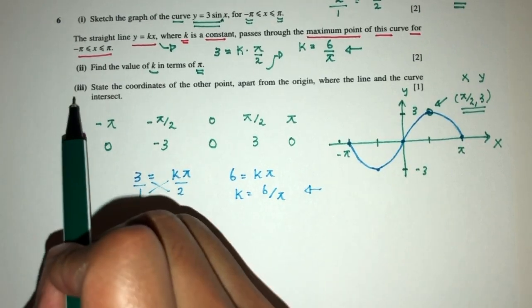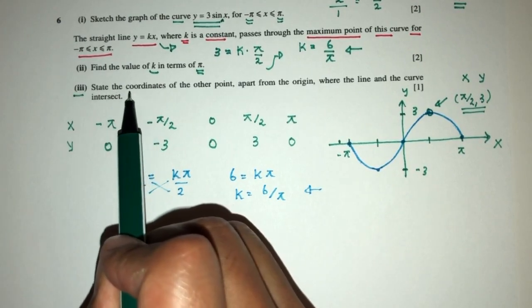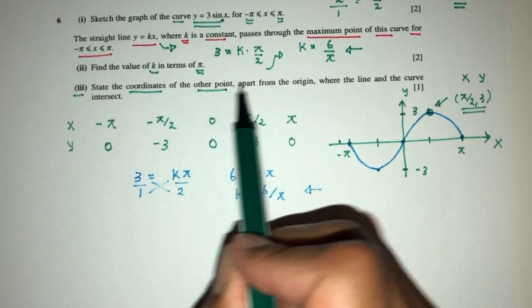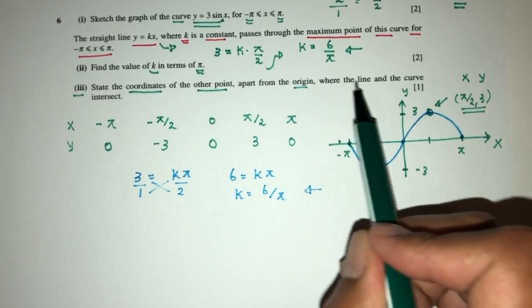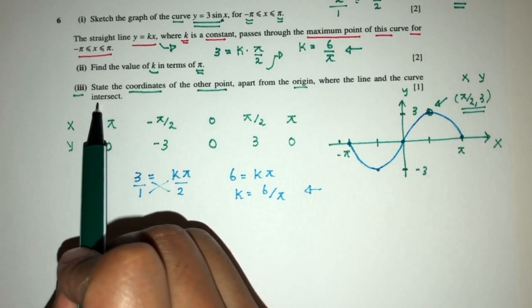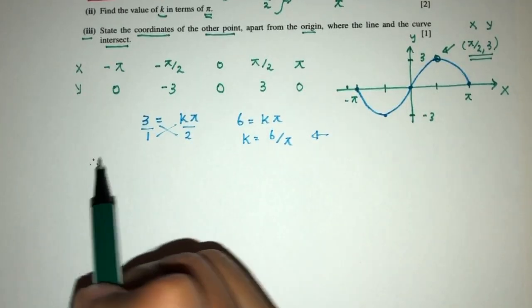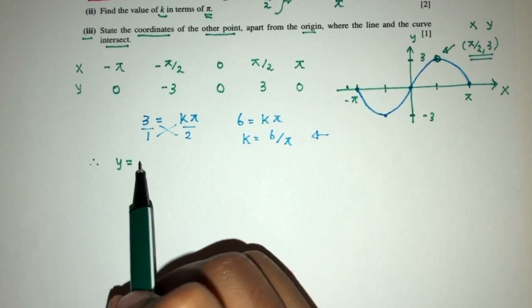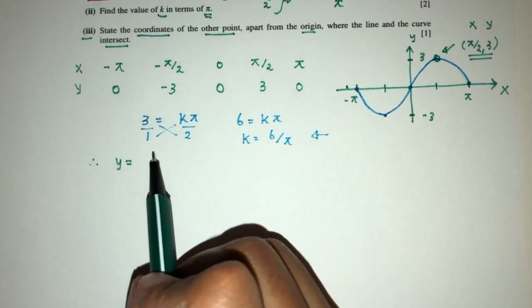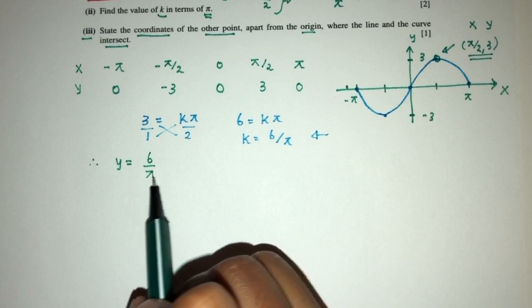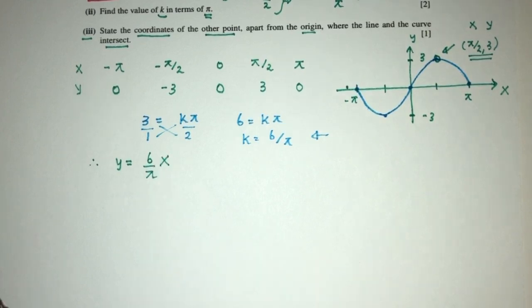Now for part 2, we have to state the coordinates of the other point apart from O, where the line and the curve intersect. So let's find out, where does it intersect? So now we know that y is also equal to what? k is 6 over pi x. This is my equation of the line. Now where does the curve also meet?